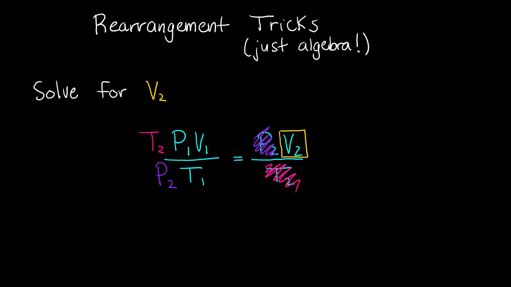If I were to rewrite this, solved for V2, I would get T2 times P1 times V1 all over P2 times T1 equals V2. And at this point, it's simply plug and chug.